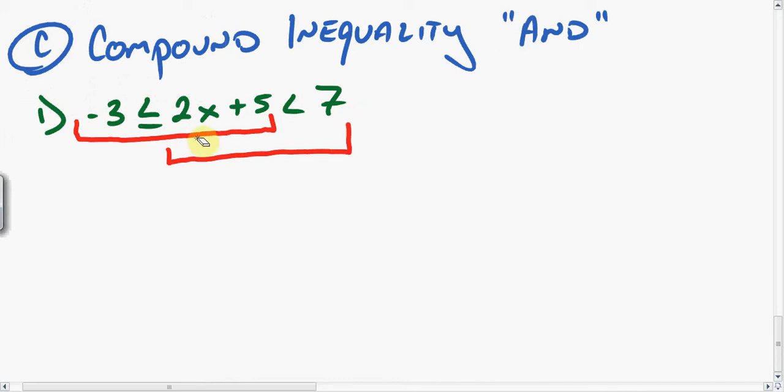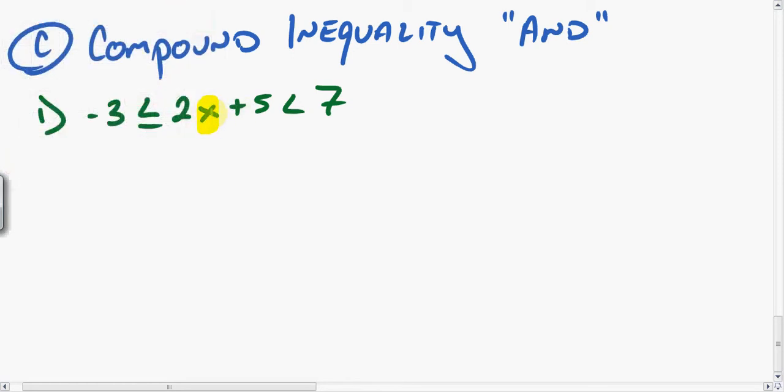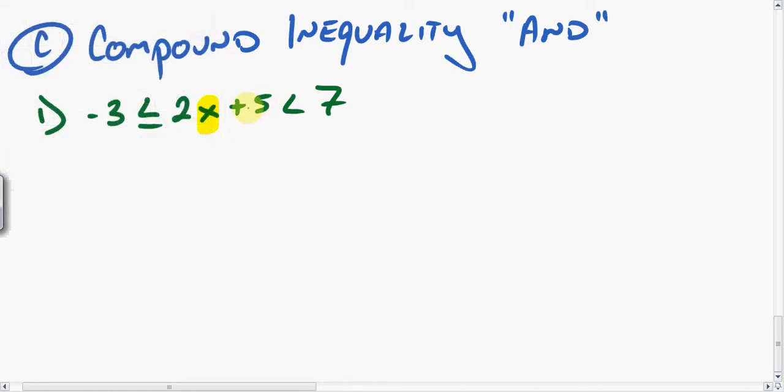So, let's try and solve this. Since 2x plus 5 is part of both inequalities, we're always going to start in the middle, because that's typically where our variable is going to be. We want to isolate x. We want to get x on its own. In this case, we're going to start with our positive 5. We want to cancel this 5.